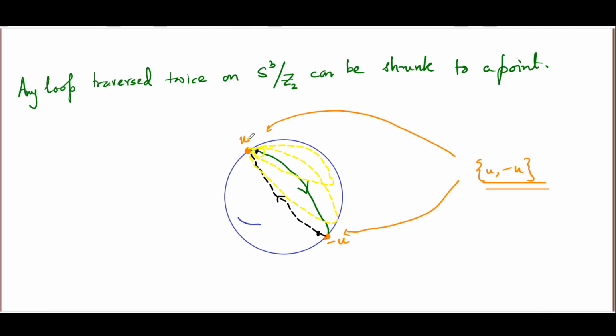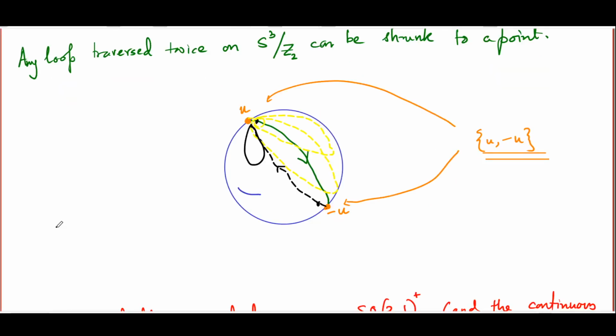So I hope this convinces you that traversing the green loop twice, that is essentially traversing the green loop and the dashed black loop, gives you a resulting loop on S2 by Z2 which can be shrunk down to a point. So the upshot of all this is we have two kinds of loops. One which can be smoothly contracted to a point. The other kind cannot be, but if you were to traverse them twice, they can be shrunk down to a point.